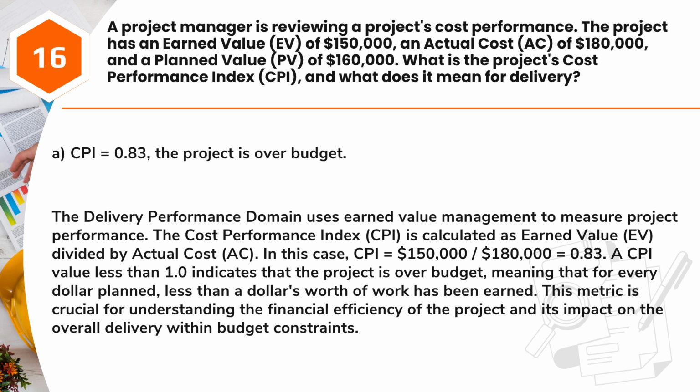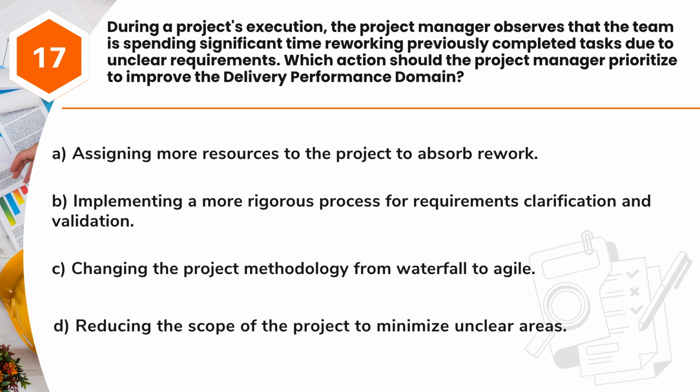budget constraints. Question 17. During a project's execution, the project manager observes that the team is spending significant time reworking previously completed tasks due to unclear requirements. Which action should the project manager prioritize to improve the delivery performance domain? A. Assigning more resources to the project to absorb rework. B. Implementing a more rigorous process for requirements clarification and validation. C. Changing the project methodology from waterfall to agile. D. Reducing the scope of the project to minimize unclear areas.